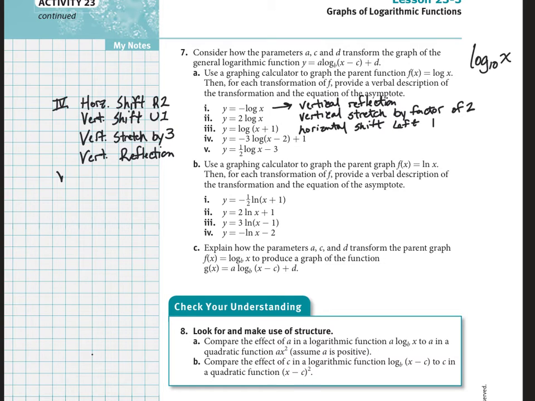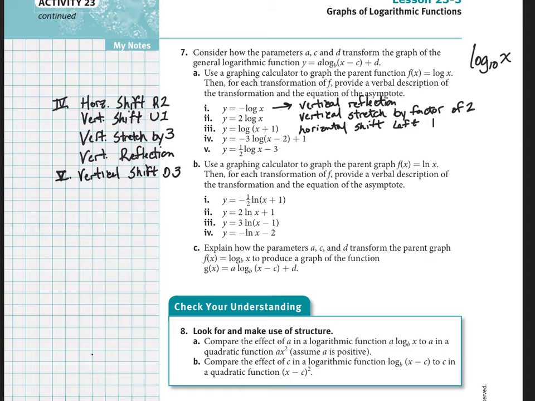Let's move to option number 5 here. This one can be confusing to people. You don't see a parentheses, even though the 3 looks like it's attached to the x. If there are no parentheses, that makes it vertical, so it is a vertical shift. Without the parentheses attaching the x to the number, it's going to be a vertical shift. We're going to go down 3.